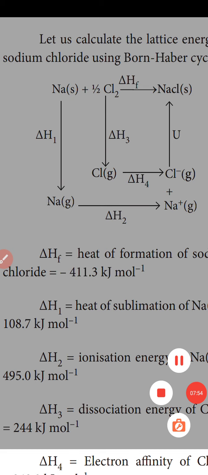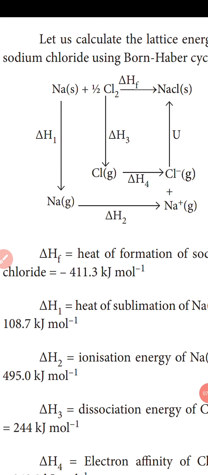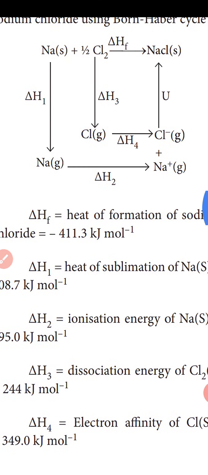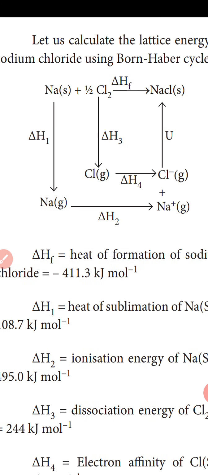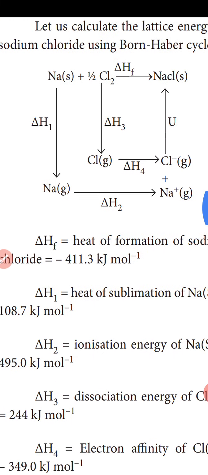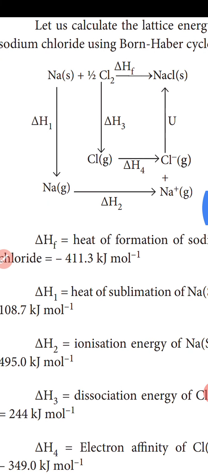The ΔHf value, the heat of formation, is minus 411.3. ΔH1 is 108.7. Then the ionization energy ΔH2 is 495. The next one, ΔH3, is 244. ΔH3 means half of chlorine is present, so 244 divided by 2, that is 1 by 2. The 2 cancels, giving 122.